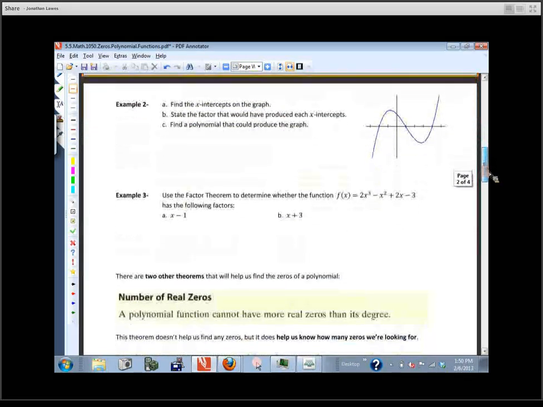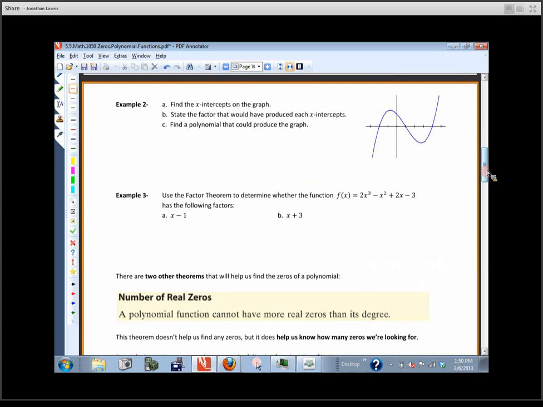So let's flip the page over and look at example number 2. It says, first, find the x-intercepts on the graph. Difficult problem? Piece of cake. We've got a picture of what this looks like. It crosses here, here, and here. So the x-intercept would be -2, the x-intercept would be 1, and the x-intercept would be 4. Please tell me I counted right. So, part A taken care of.